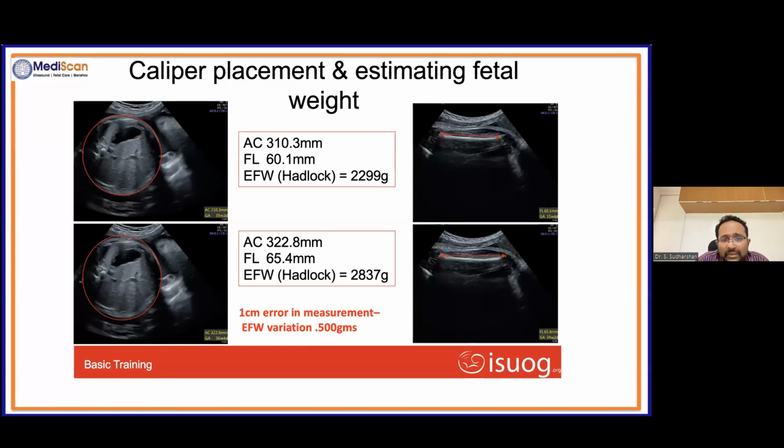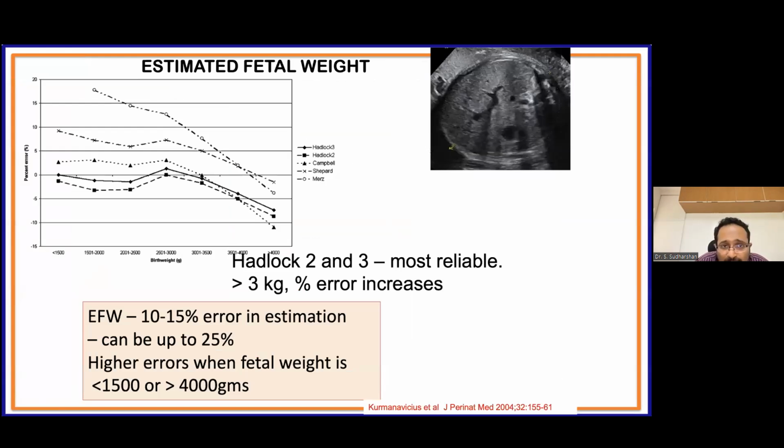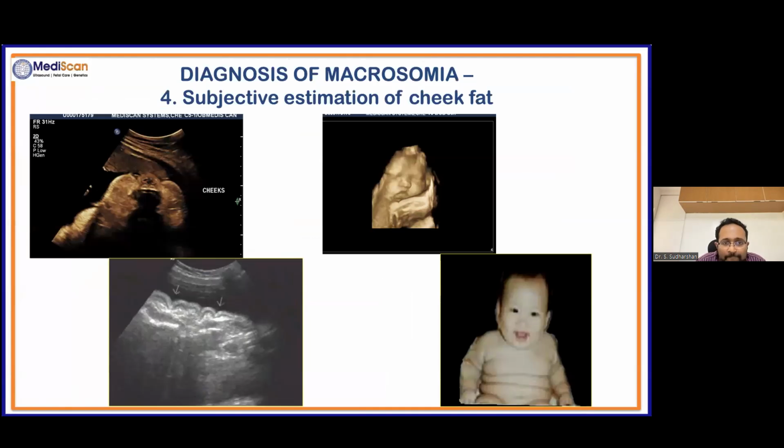So a caliper placement resulted in an AC of 310 versus an AC of 322 resulted in an EFW of 2.3 kg versus a 2.8 kg. So 1 centimeter error in placing the caliper in abdominal circumference can translate to a very significant variation. And in late 3rd trimester, with the baby in a difficult position, getting a perfect abdominal circumference to get the weight is difficult. That in essence explains the challenges that we see.